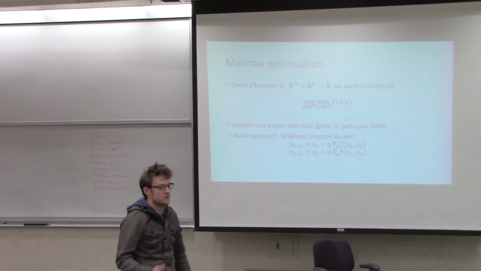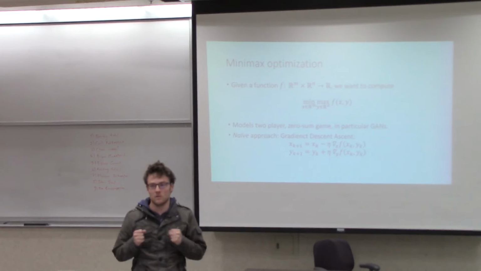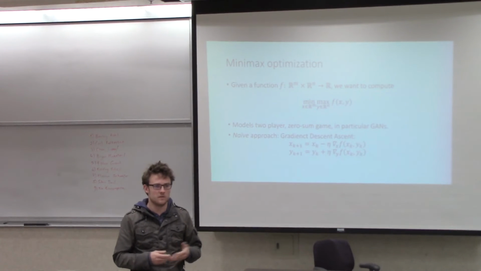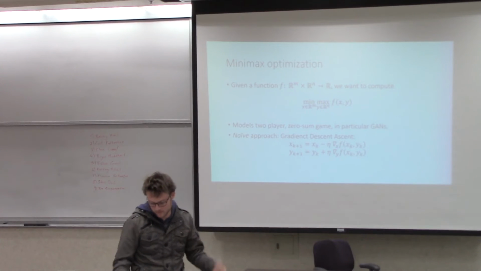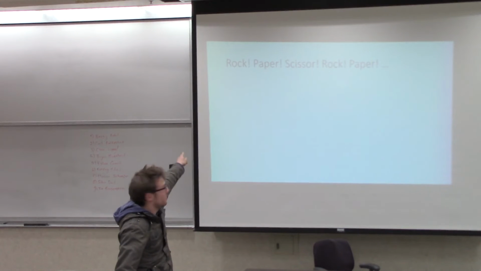And as you have just heard, there's the naive approach, where one of the players just goes in the direction of greatest descent, and the other goes in the direction of greatest ascent. That's maybe the most straightforward way. The problem with this is this.